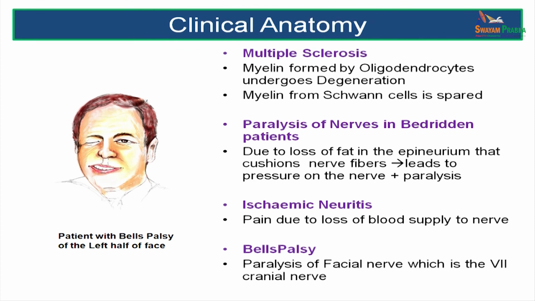Another clinical aspect is neuritis. Neuritis is an inflammation of the nerve. Ischemic neuritis means the pain is because of loss of blood supply to the nerve. This picture that you see here shows the clinical features in Bell's palsy. Bell's palsy is a paralysis of the facial nerve, and when the patient tries to close his eyes or smile, this is what happens. This is the paralyzed side where the eye closure is affected and there is deviation of the angle of the mouth on the affected side.